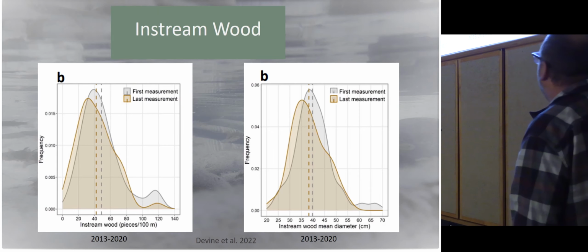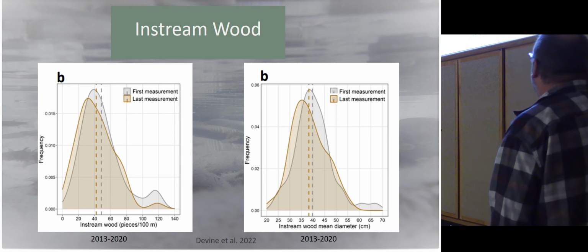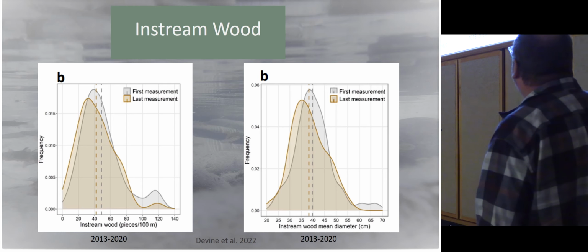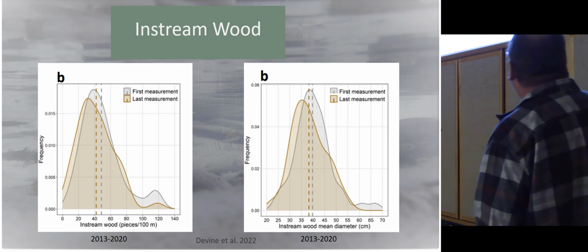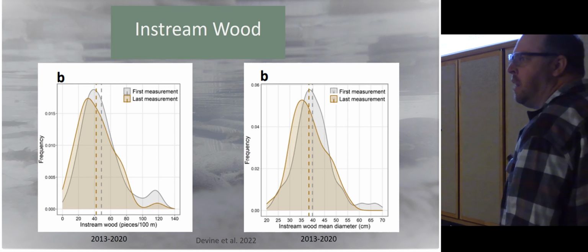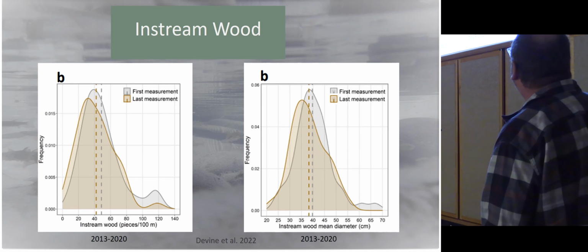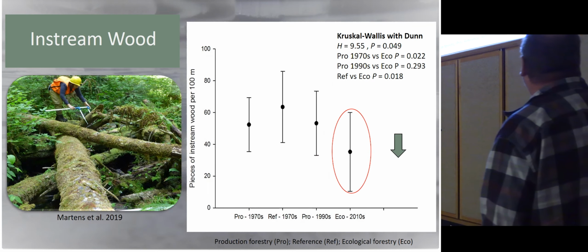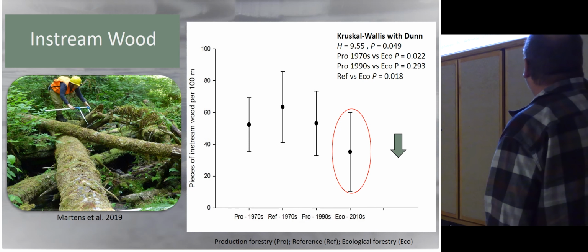In-stream wood, we have seen from our first and last measurement, we saw decreases in in-stream wood density and wood diameter. And when we do our comparison, we do see a significant decrease in our wood from the 1970s levels.